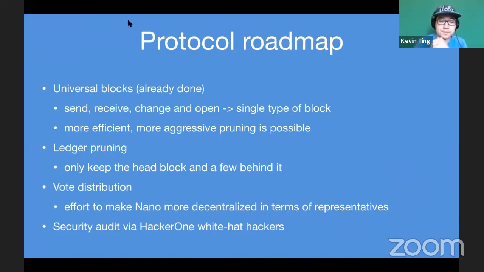They're also working on a security audit via HackerOne with different white hat hackers, and HackerOne has been utilized by different crypto projects in the past. Hopefully this will make them even more secure in terms of finding potential bugs and problems so they can fix them before more people potentially find them and try to attack the system.